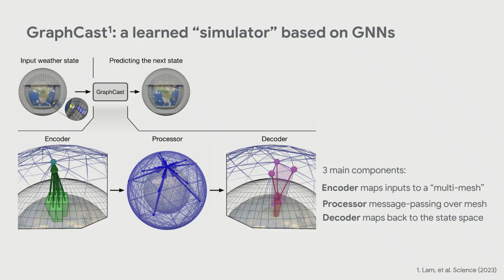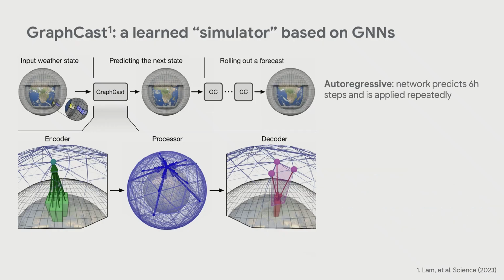And in fact, this graph neural network-based approach is quite similar to the approach that Ryan Kessler was trying in that 2022 paper. To generate a forecast, again, we roll the model out autoregressively, taking its own predictions as inputs.